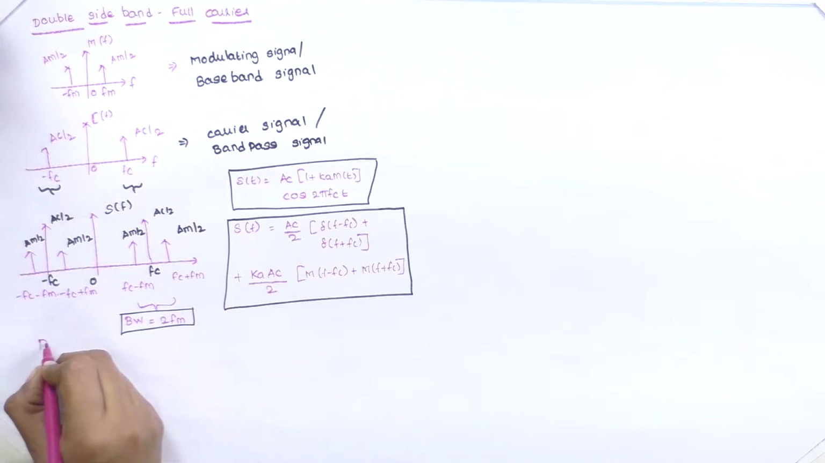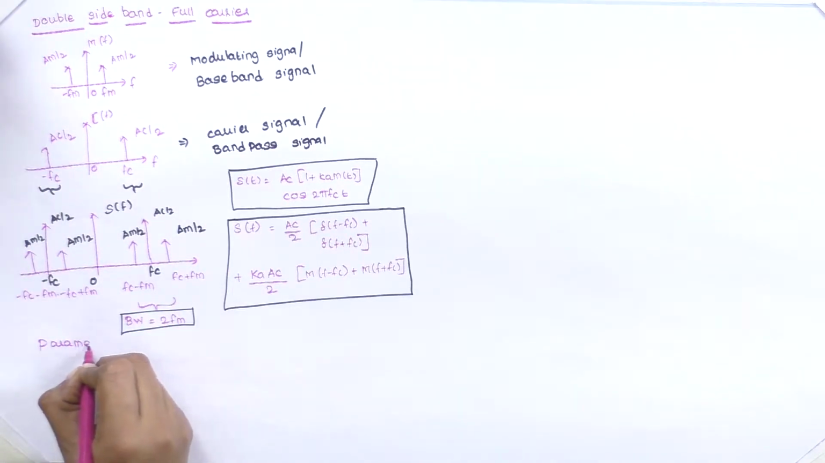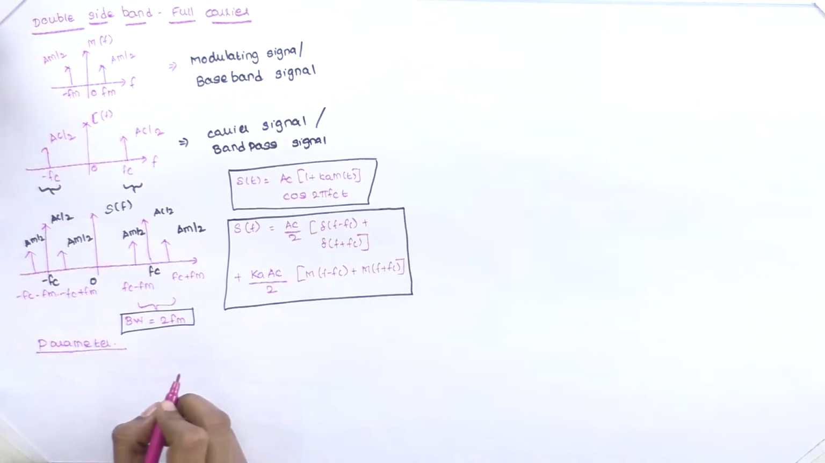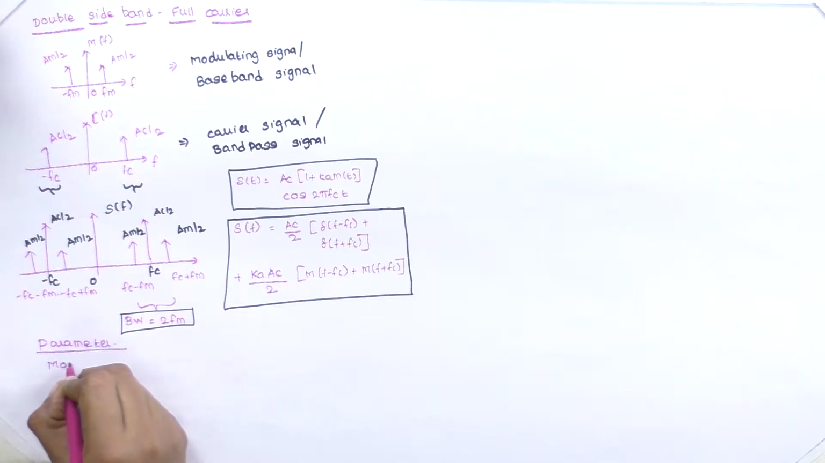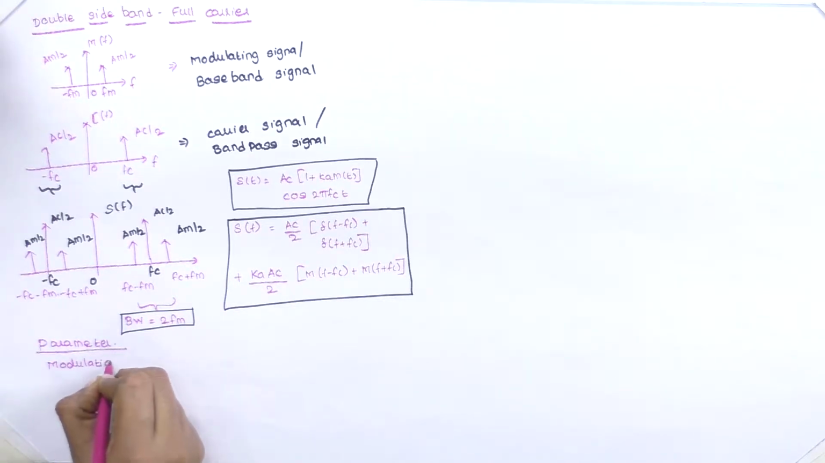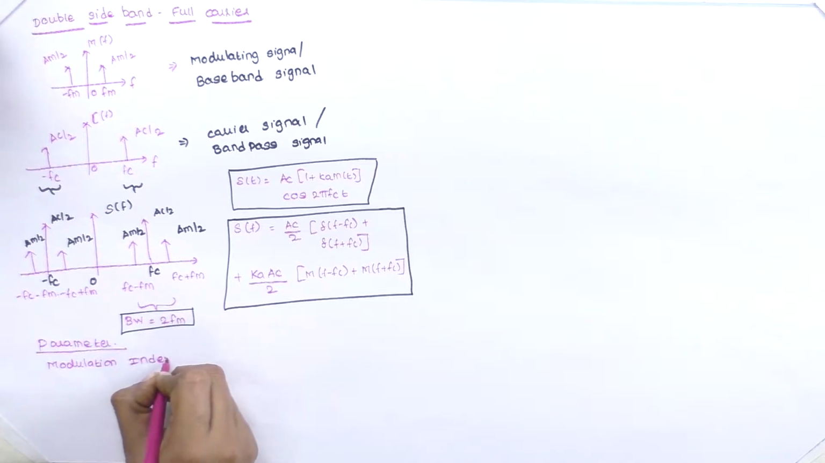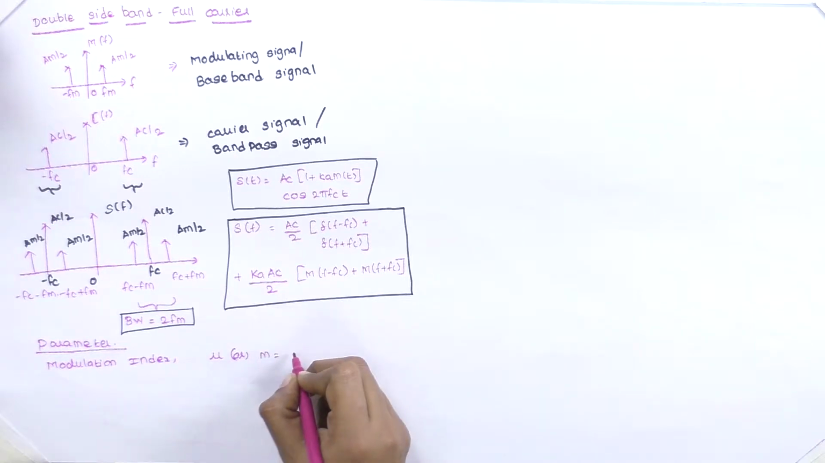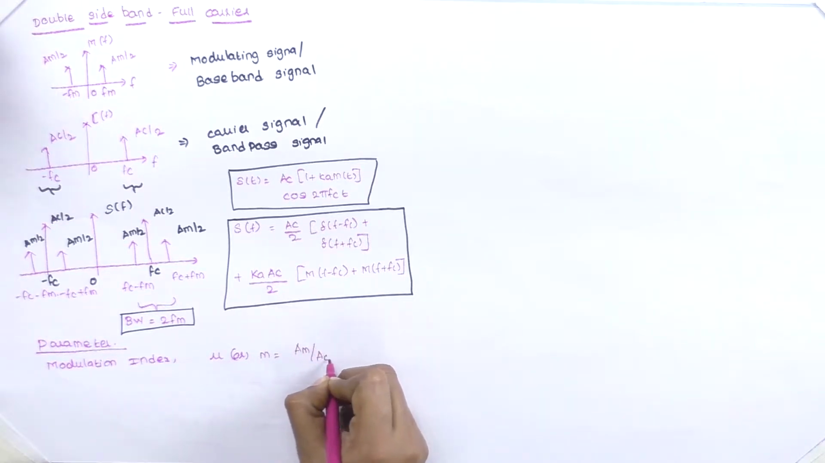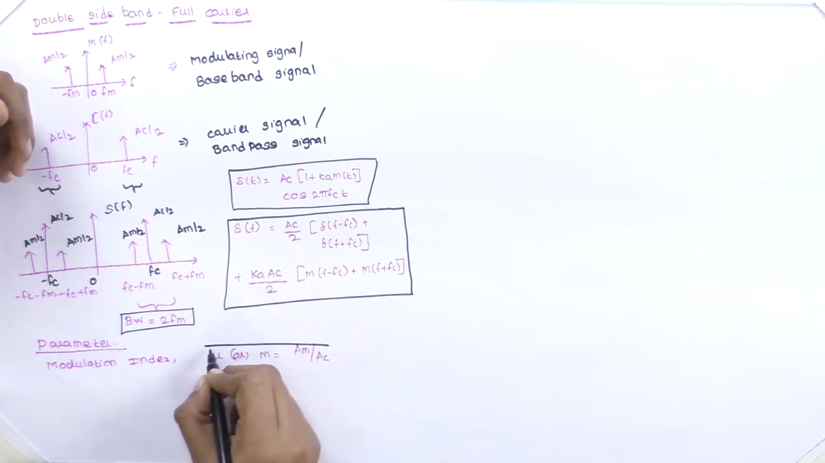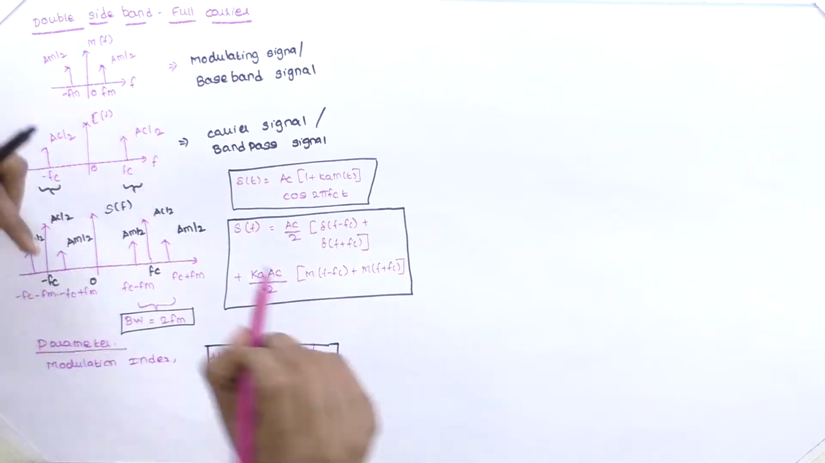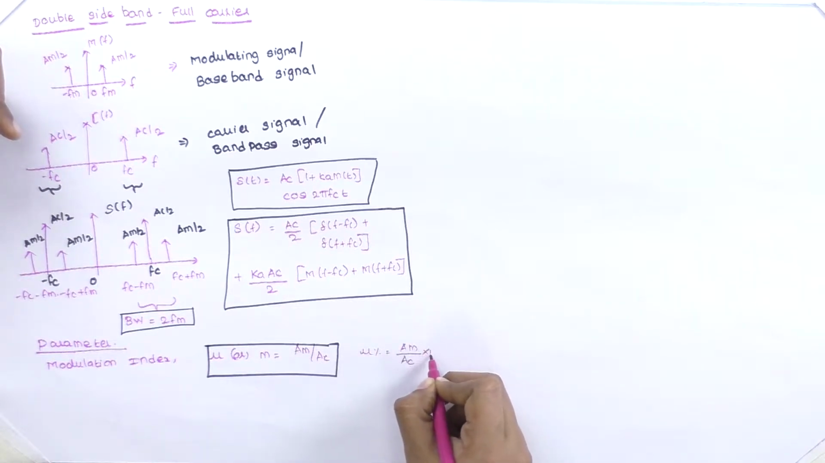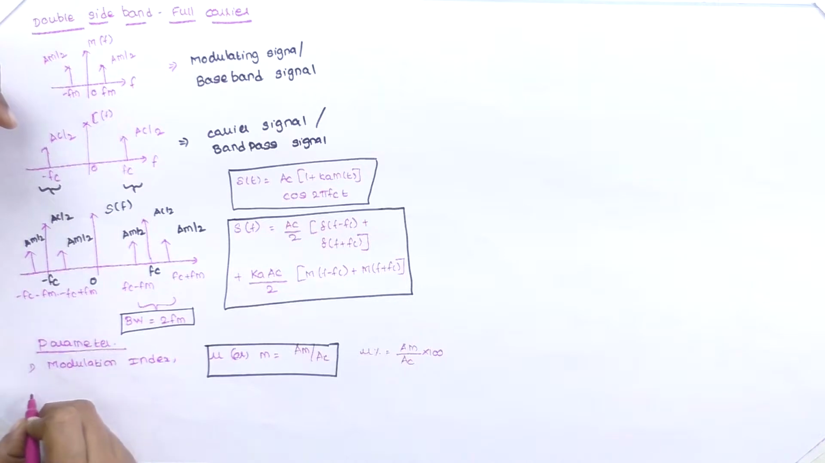And we have seen the important parameters in double sideband full carrier amplitude modulation, or in general amplitude modulation. The first one we have seen is the modulation index. In some books we refer to it as mu, in some books it is mentioned as m, but the formula for it is Am by Ac. In terms of percentage, mu percentage is equal to Am by Ac into 100. This is our first term.